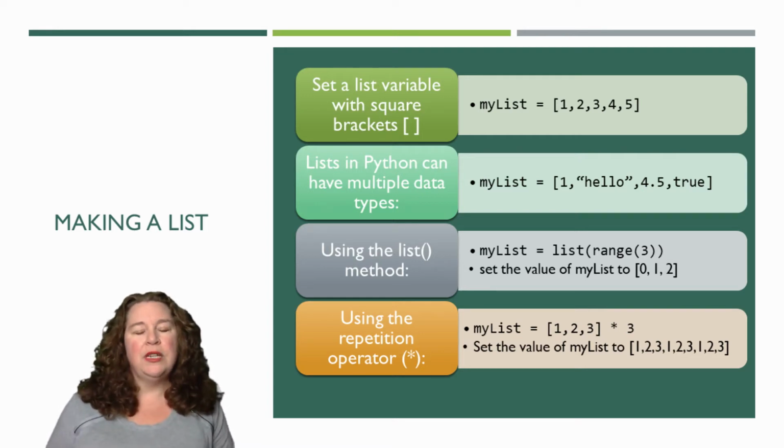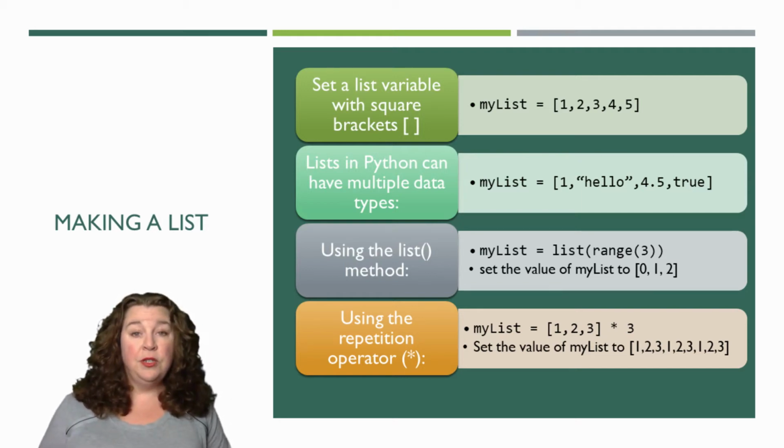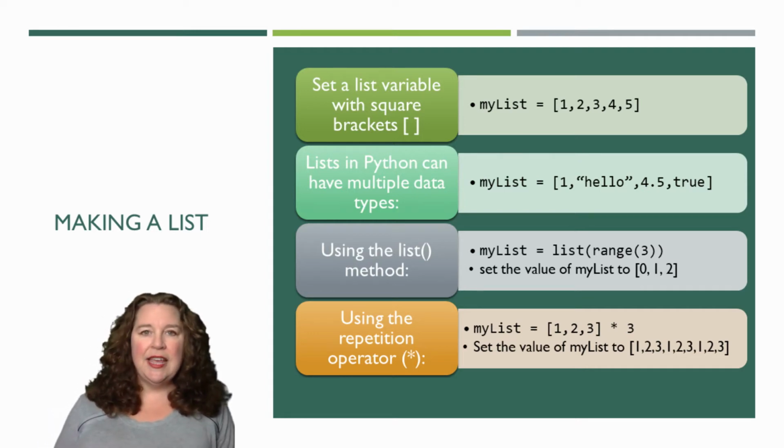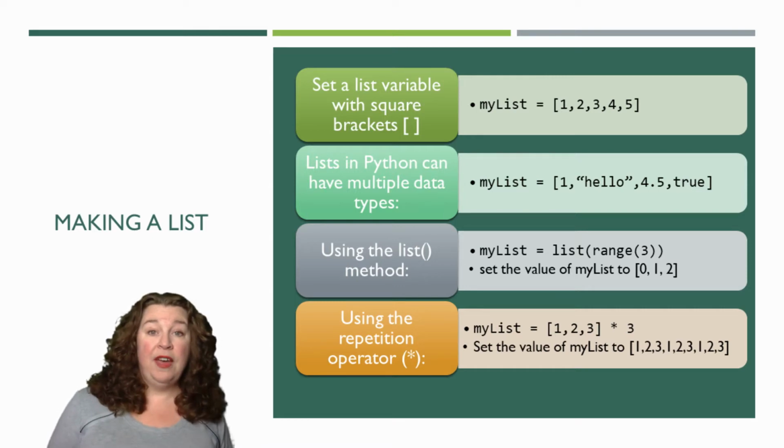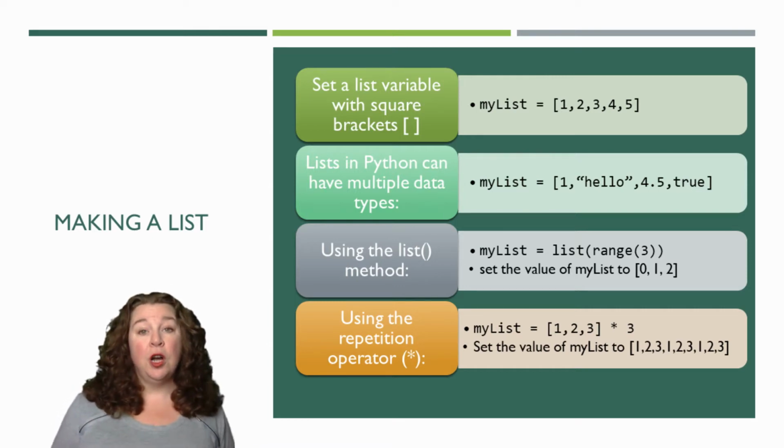So in this case, if I wanted to make 1, 2, 3, 1, 2, 3, 1, 2, 3, I can take the list of 1, 2, 3 and multiply it by 3 to create a list that duplicates that 1, 2, 3 three times. If I wanted the same value in the list, I could put brackets and just put 1 and then put the repetition operator with a star and put 10, and I would get ten ones all in a row. So if you wanted to create a list that was all the same value, using your repetition operator is a great way to do that.